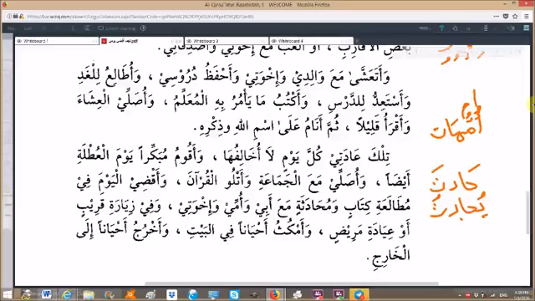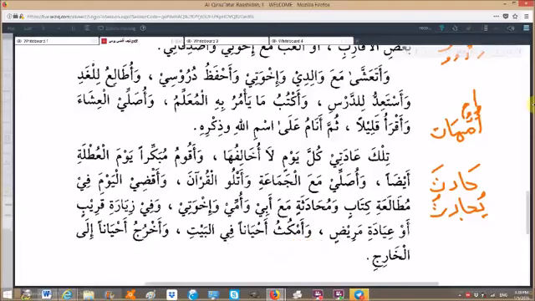وفي زيارة قريب. وفي زيارة. زيارة is from زار، يزور, meaning to visit. Right? Ziyara here is ziyarati qareeb, and visiting a relative, and in visiting a relative.